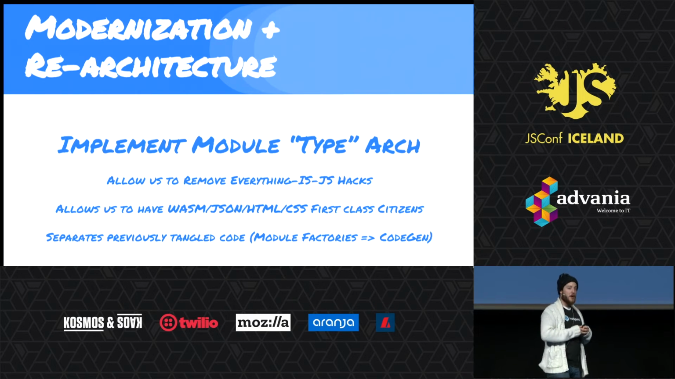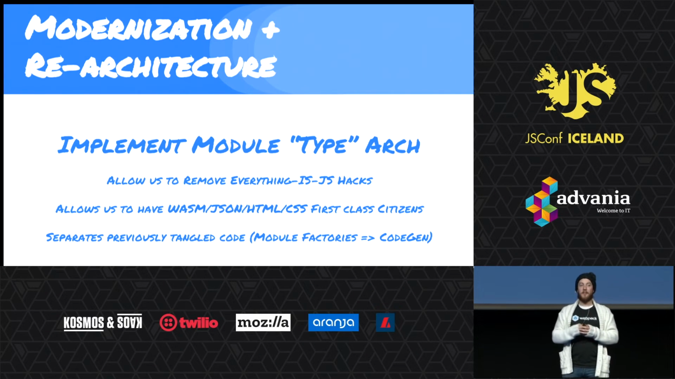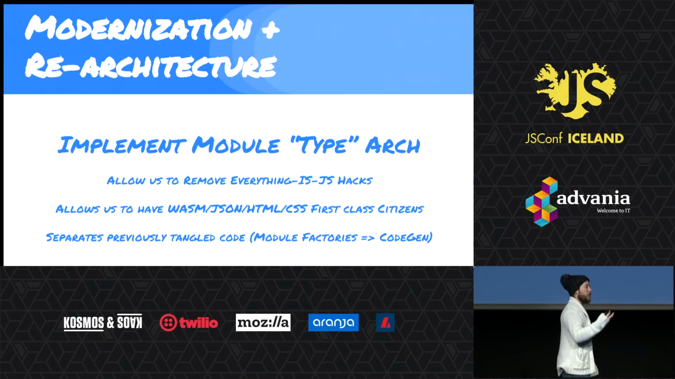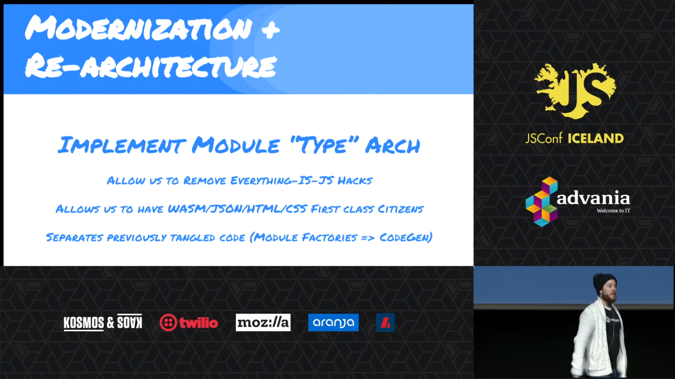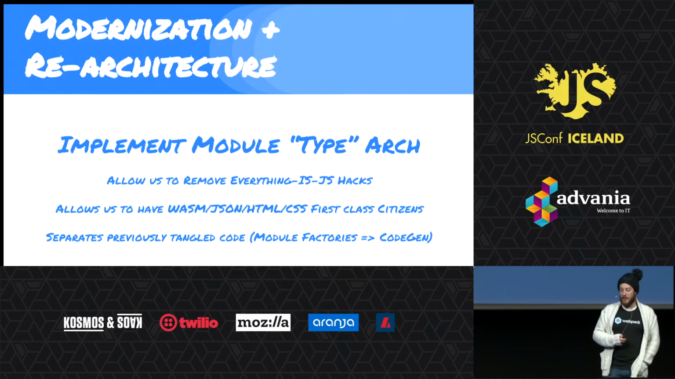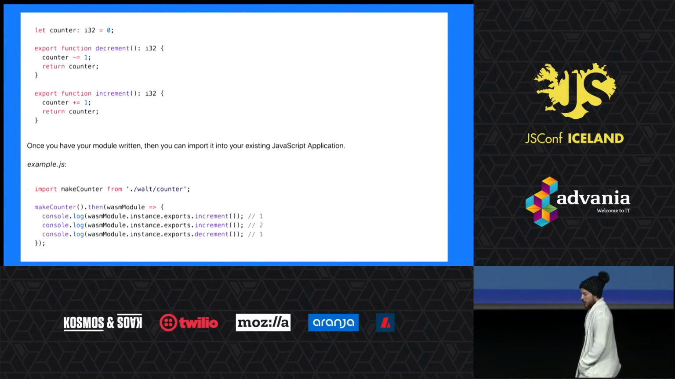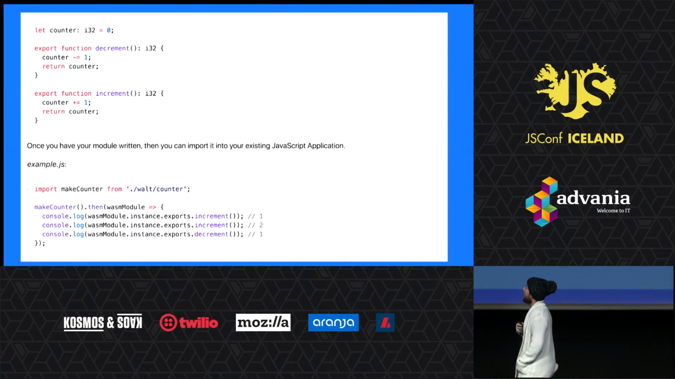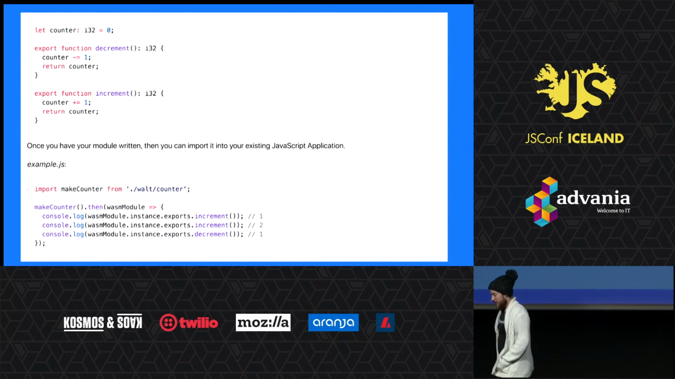And then what we're working on right now is HTML and CSS module types. So we had to take and remove from our module factories, as we call them, all of the code generation system that was specific to JavaScript, and we've isolated it. And so now, with WebAssembly as a first-class module type, you have code like this. This is a newer library called Walt.